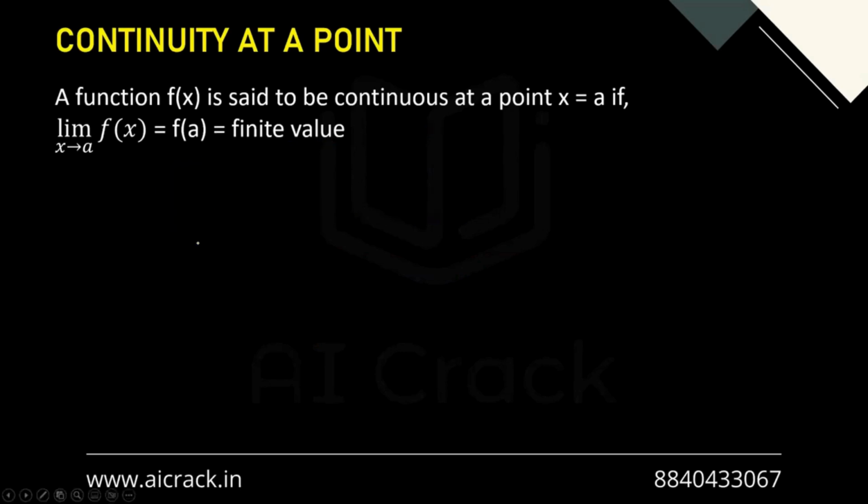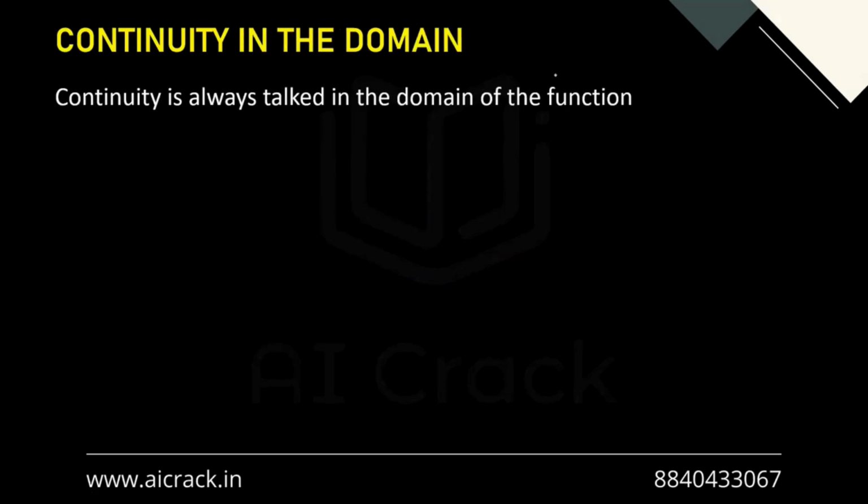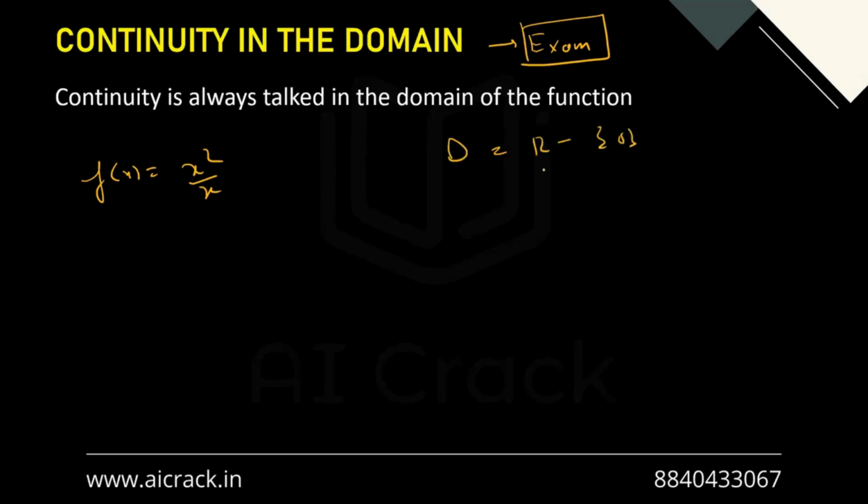Okay. Now let us talk about continuity in the domain, and this is purely for exam purposes. Some people get a lot of confusion in the language used in such kind of questions. So let's discuss that in detail, and we'll start with the same example, f(x) equals x square by x. Now, if we talk about the domain of this function, that would be R minus 0, right? Because the function is not defined at x equals 0, as this is in the denominator. That's why the domain comes out to be R minus 0.